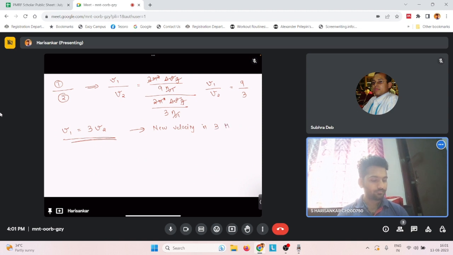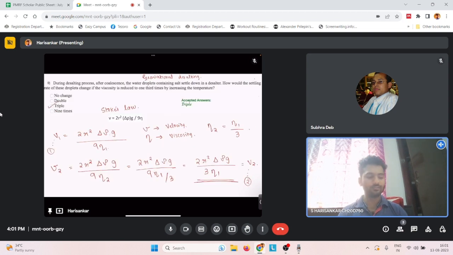Or the new velocity is 3 times the old velocity. Hence, the right answer here is that the velocity will triple.